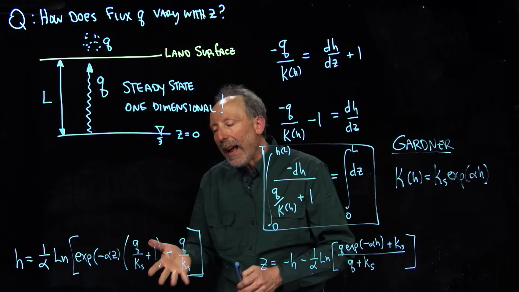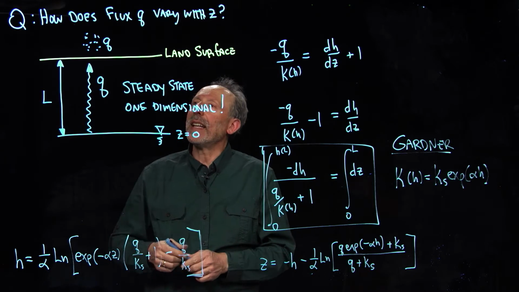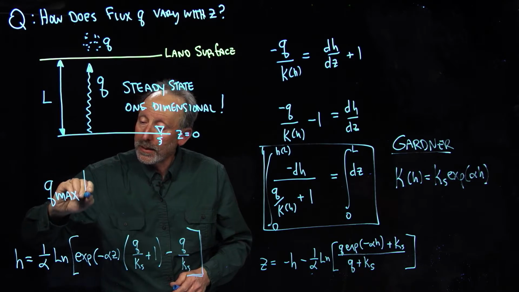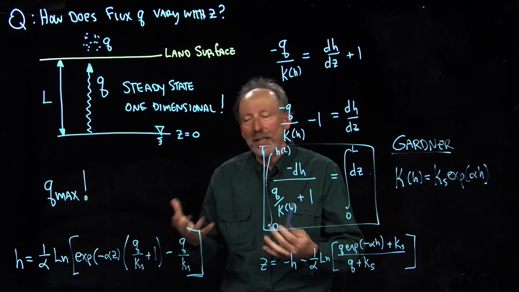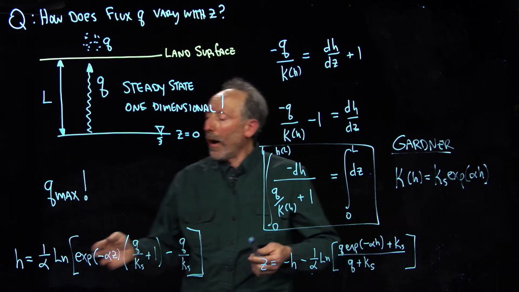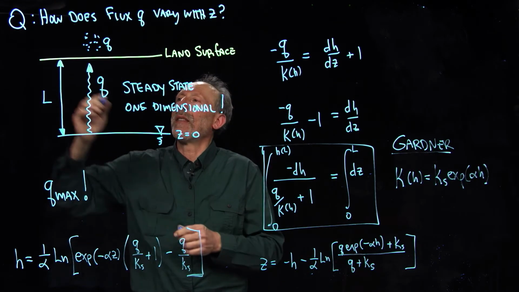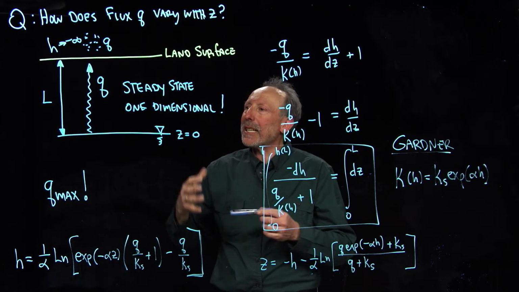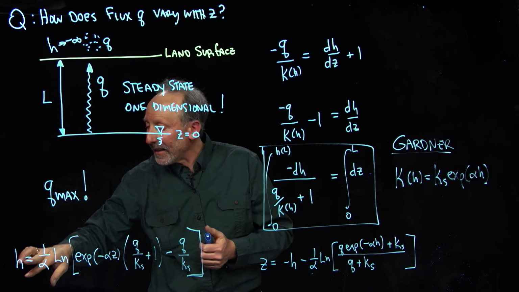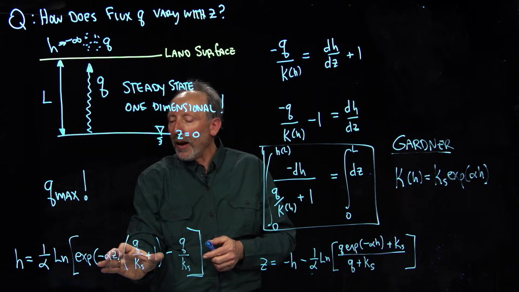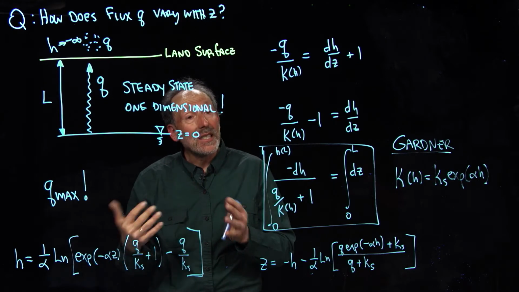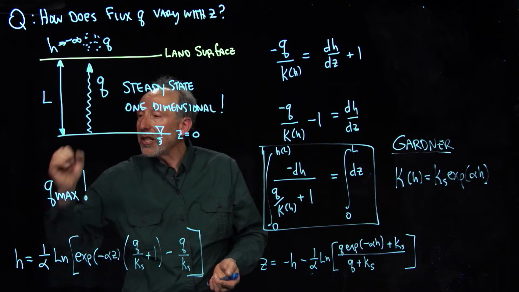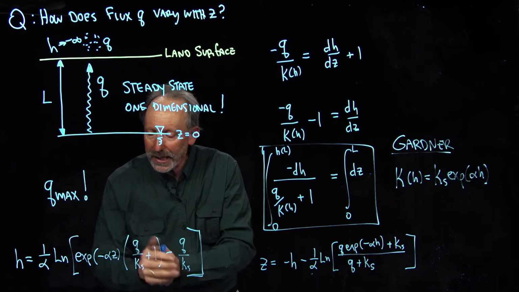So now, let's do something special. Let's say, what about Q max? What is the maximum possible flux that this soil can give rise to? Well, that would be when the pressure at the top went to minus infinity. It's pulling as hard as it possibly can. So that's going to minus infinity. This is going to minus infinity. The log of what gives minus infinity? The log of 0 gives minus infinity. So then that means that for a tension at the surface of minus infinity, this all has to be 0.